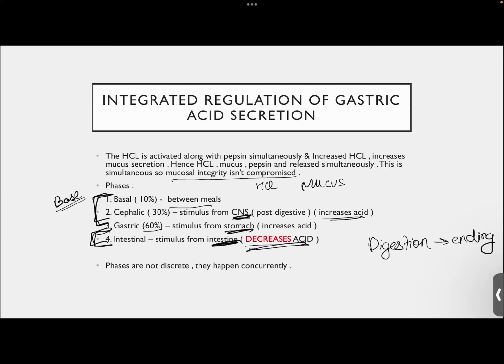So while one part of the stomach, let's say the proximal part, may be in the basal or cephalic phase, the distal part could be in the intestinal phase. Let me give you this example. Let's say you ate food 3 hours ago, okay? That food may be in the distal part of the stomach, right? And this food is mostly digested. It's going to be ending. So the distal part of the stomach might be in the intestinal phase.